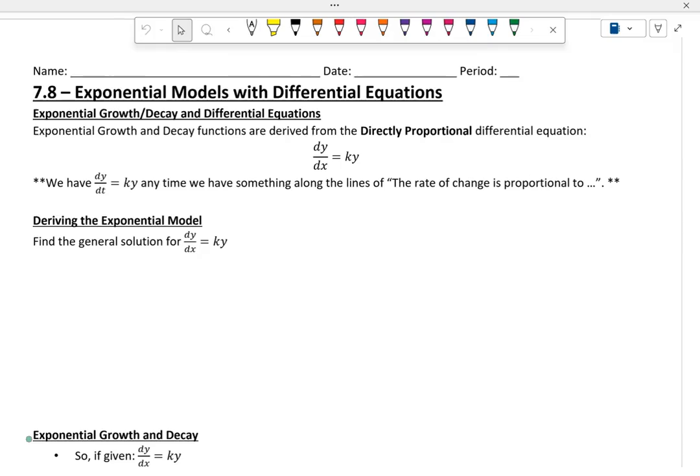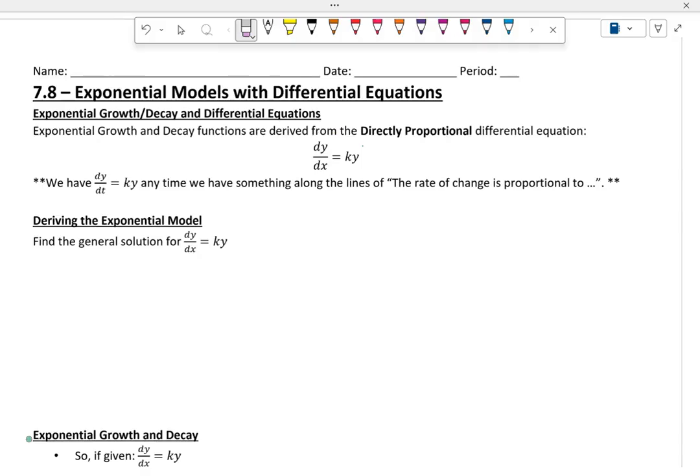So right here, our directly proportional, we have dy/dx is equal to k times y. That is our directly proportional. If you remember, directly proportional is k times y. Inversely proportional is k over y. Those were the two variations on our proportionality.